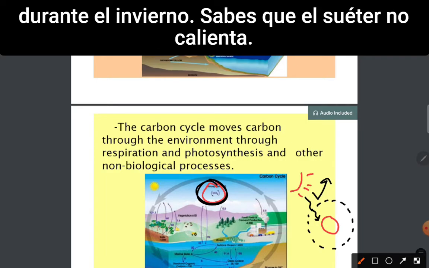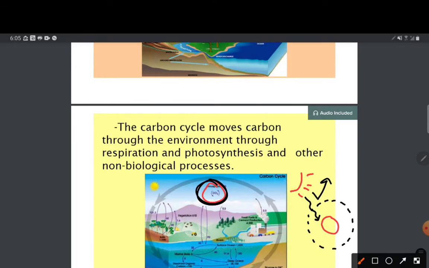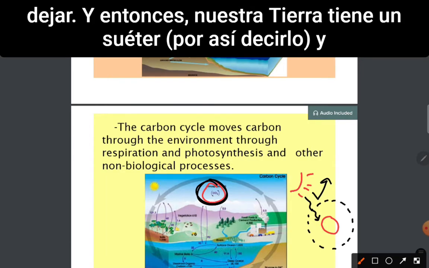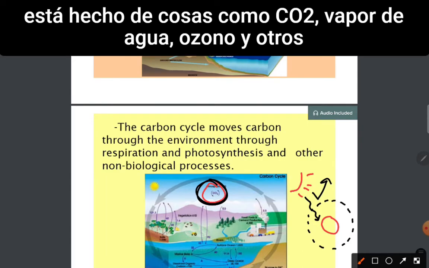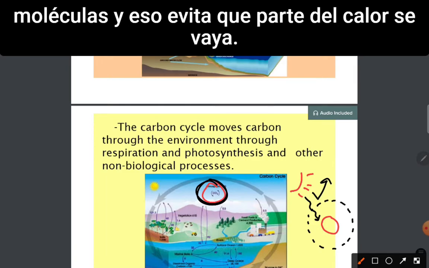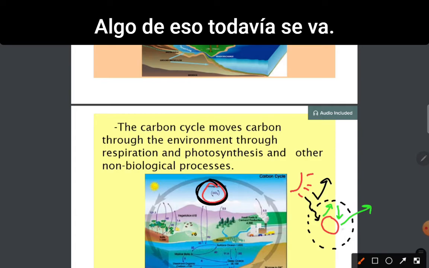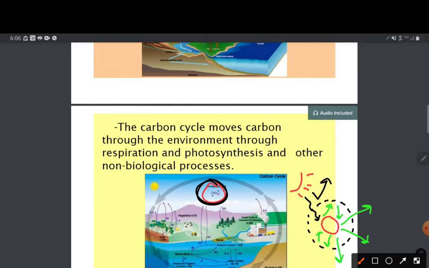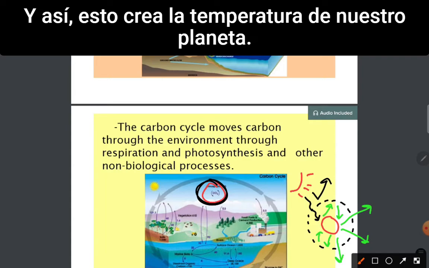You know the sweater isn't making heat. That would be ridiculous. You are making the heat. The sweater just isn't allowing it to leave. And so our Earth has a sweater, so to speak, and it is made of things like CO2, water vapor, ozone, and other such molecules. And that keeps some of the heat from leaving. Some of it still leaves. If it didn't leave, the planet would be too hot. But a good portion of it remains. And so this creates the temperature of our planet.